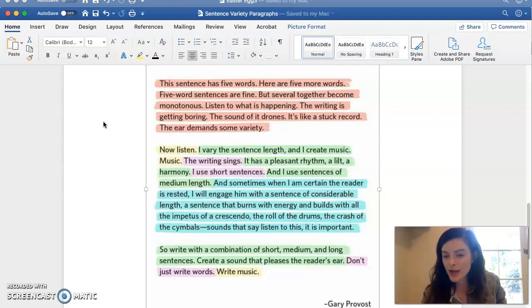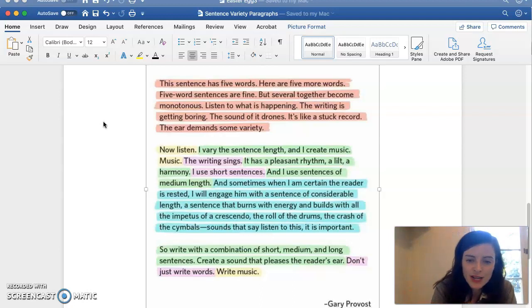It sounds like a stuck record. But in his second paragraph, he expands to this. "Now listen. I vary the sentence length and I create music. Music. The writing sings. It has a pleasant rhythm, a lilt, a harmony. I use short sentences and I use sentences of medium length.